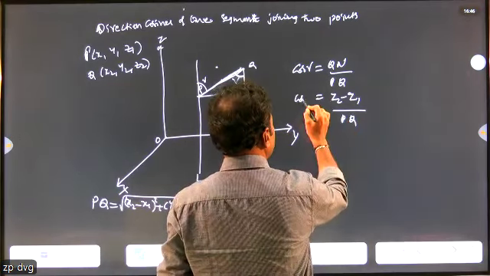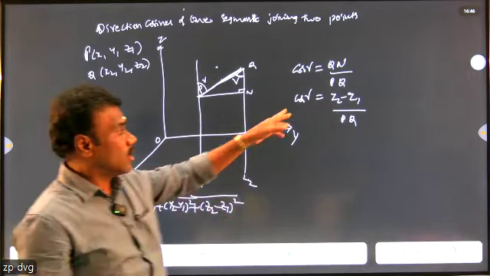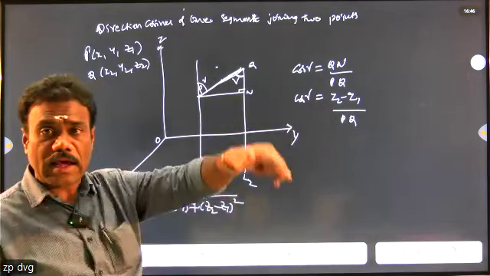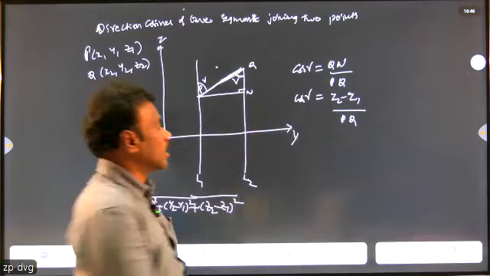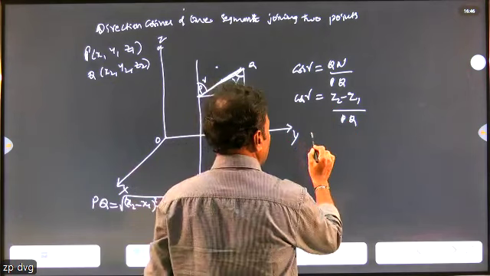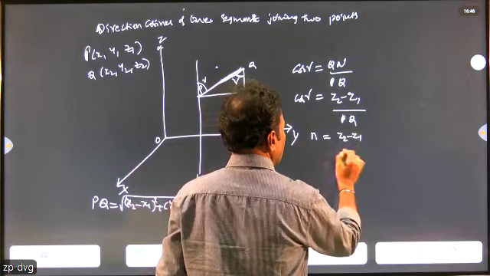So cos gamma is equal to z2 minus z1 by PQ. We know that cos gamma is the cosine of the direction angle, it is a direction cosine. So we can denote it as n. N is equal to z2 minus z1 by PQ.